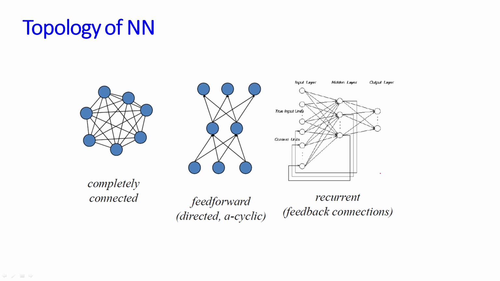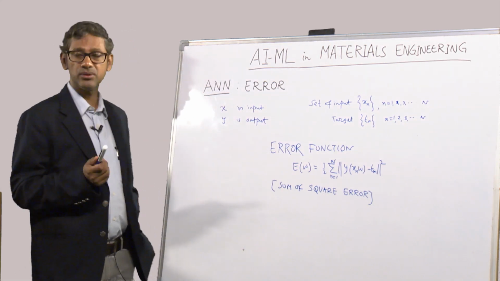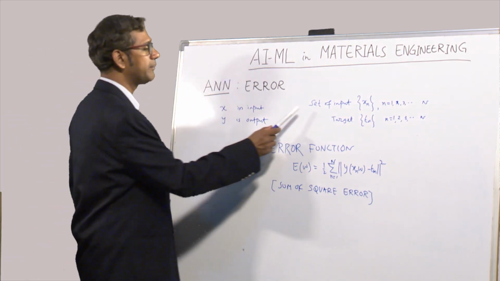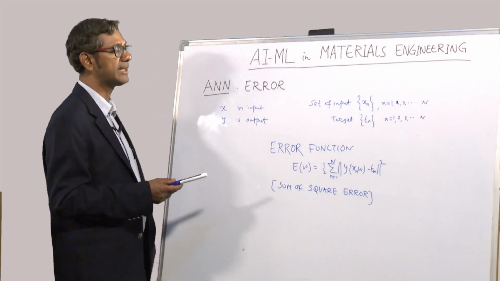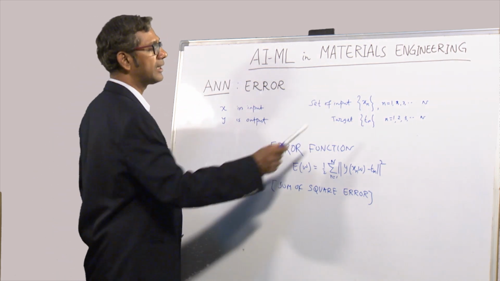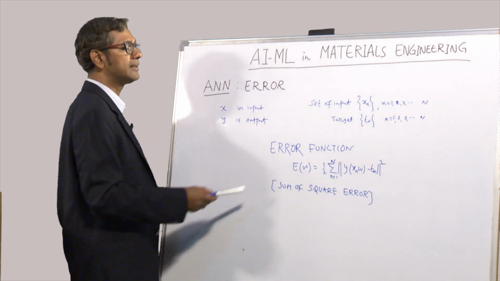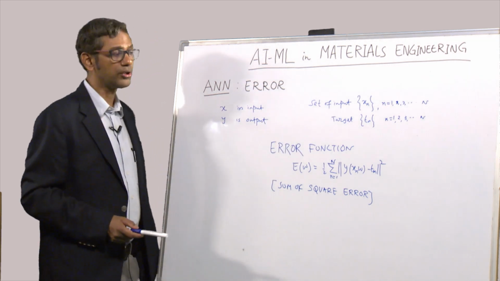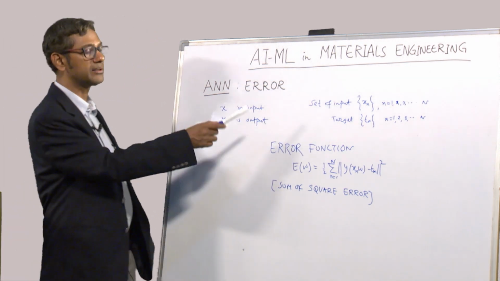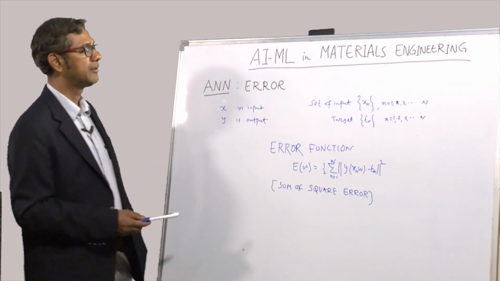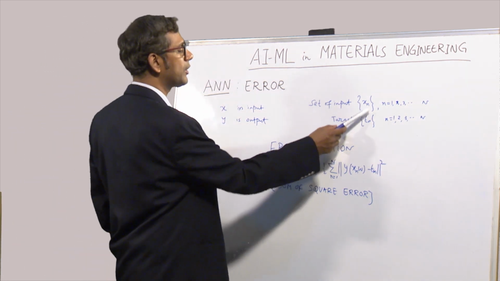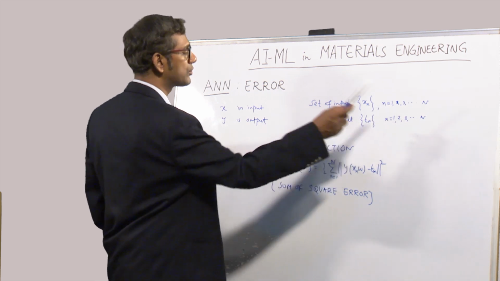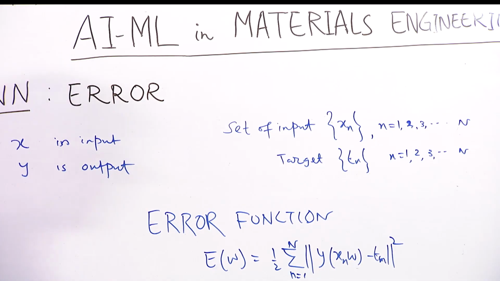Let us say x is your input and y is your output. In machine learning, since you are using data, you have a set of inputs x_n with certain target values corresponding to each value of x. That is what supervised learning is. For x1 you have a t1, x2 you have a t2, x3 you have a t3, and so on till n. So what is the error function in ANN? This is called the sum of square error.